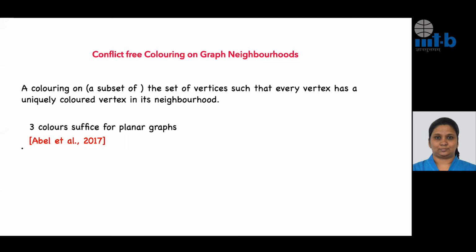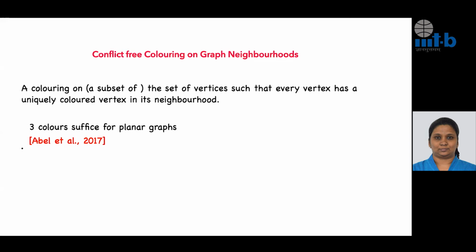They studied conflict-free coloring on graph neighborhoods for planar graphs. Planar graphs are those graphs which can be drawn in the plane such that their edges do not intersect. So they are kind of sparse in some way. The interesting result here is we need only 3 colors to color any planar graph. So it's not only a function independent of n, it's a constant function. You need only 3 colors to color a planar graph in a conflict-free fashion. This is a very interesting result.